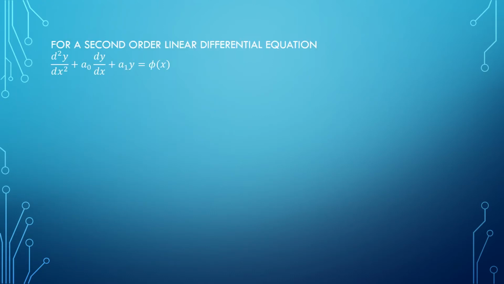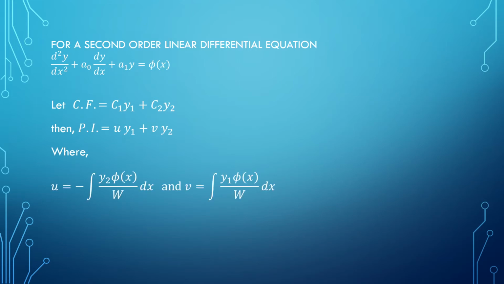Consider a second order linear differential equation. Definitely it will have a complementary function as c1y1 plus c2y2. It will have exactly two solutions. I'll call one as y1, another as y2. Particular integral is given by u times y1 plus v times y2, where u and v are functions of x, and they can be obtained by the formula displayed here.